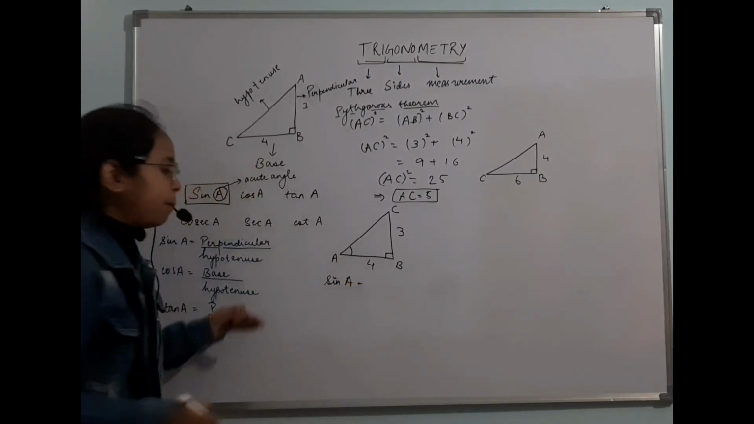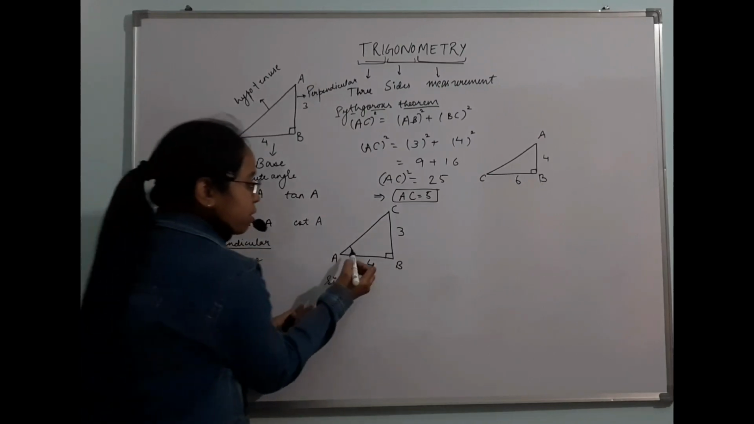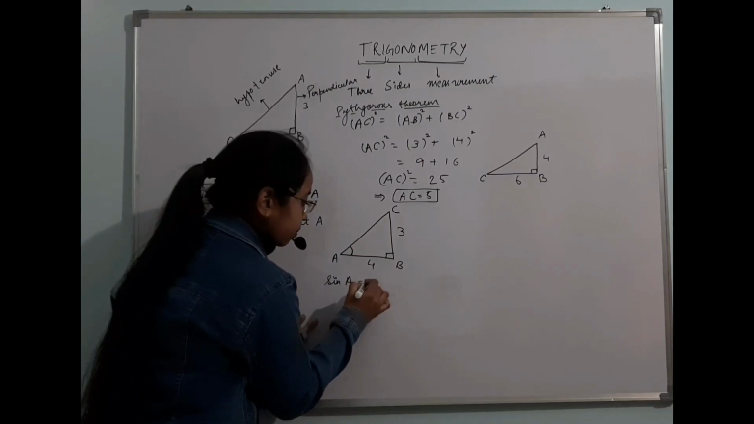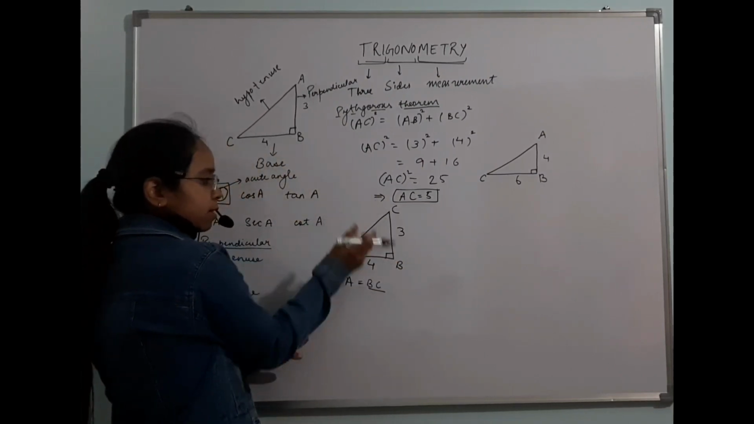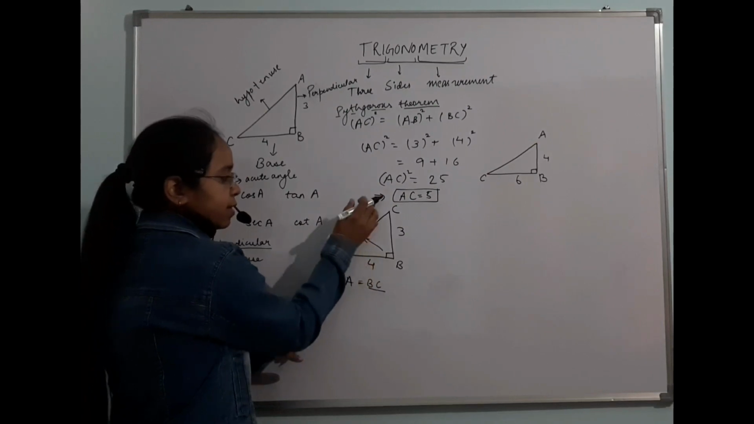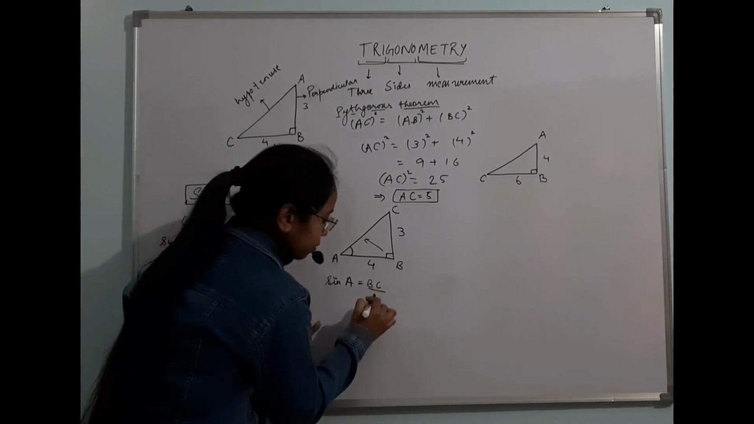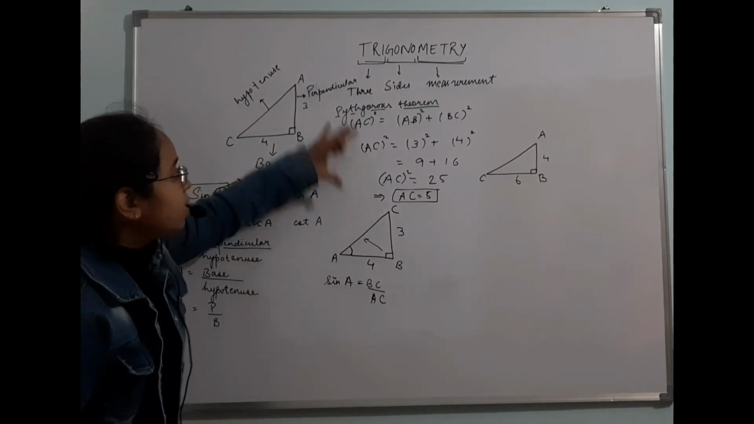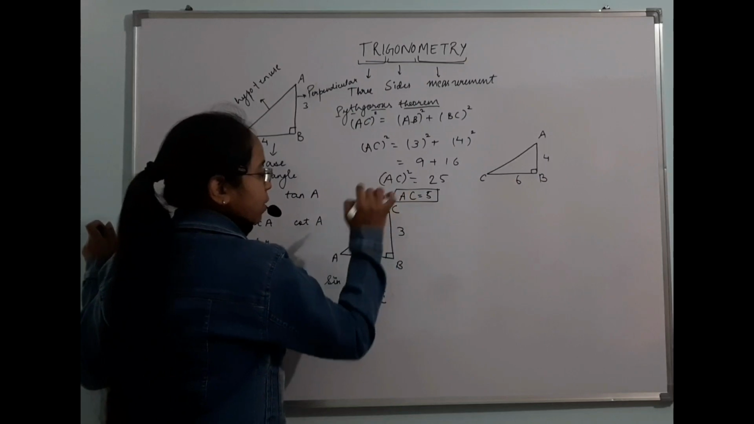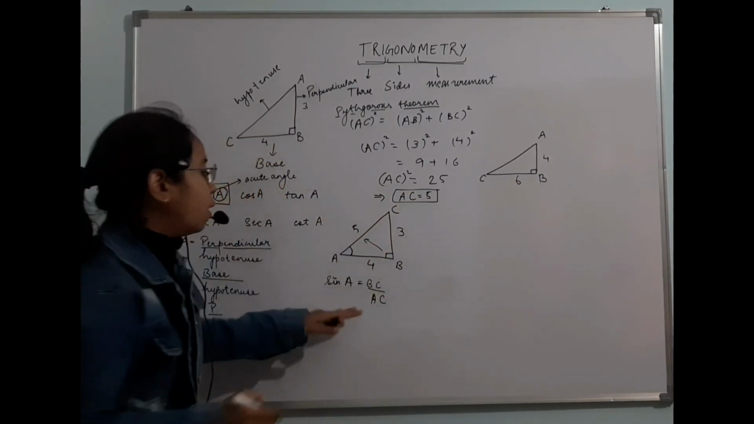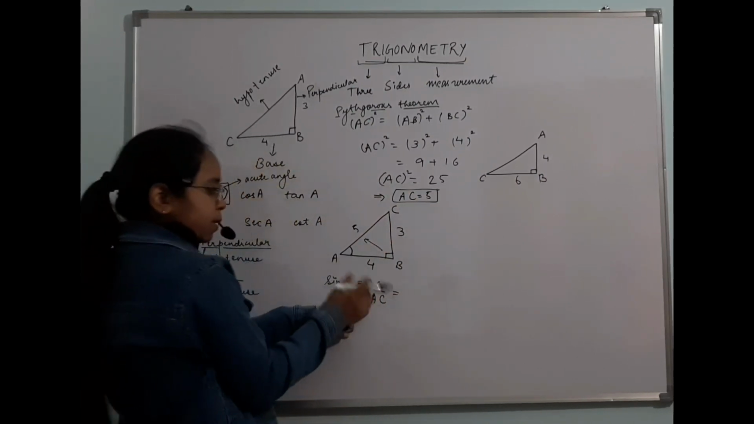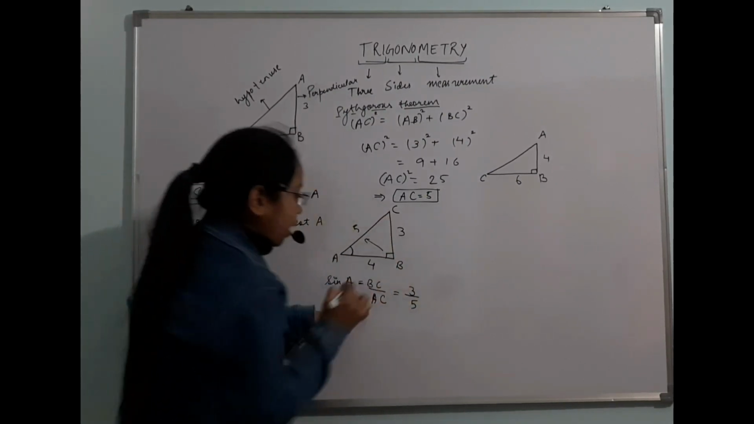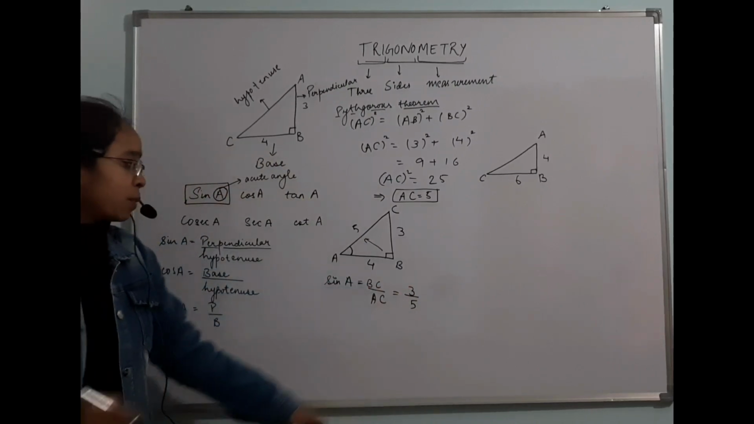Sine A is perpendicular upon hypotenuse. So with respect to this angle, perpendicular of this triangle is BC and hypotenuse is the side opposite to this right angle, which is AC. Now, for the first part, we can find the missing side using Pythagoras theorem. We have already calculated it as 5. Now, to find the ratio, we can simply put the value BC is 3, AC is 5. So, our sine A is 3 upon 5.